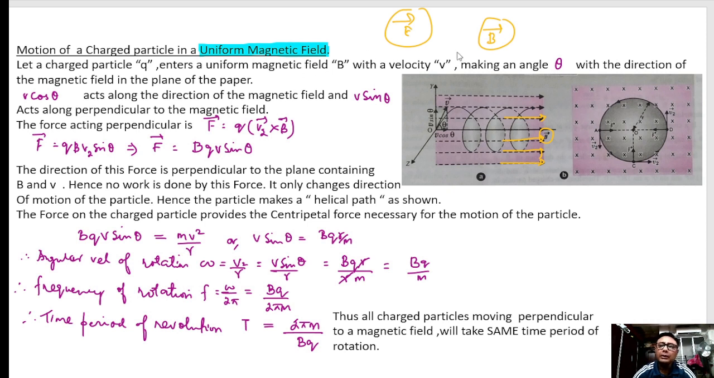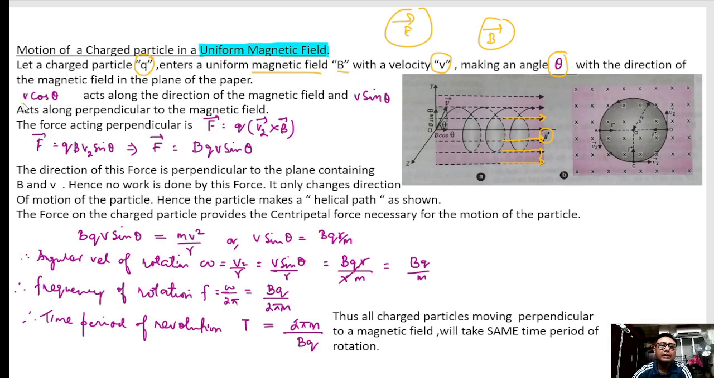So let the same charge enter the magnetic field with the same velocity, making an angle theta with the direction of the magnetic field. So this is how the particle is entering, making an angle theta. It is moving with a velocity v, making an angle theta with the direction of B. So it will have two components. One is v cos theta, the horizontal component, and v sin theta, the vertical component. Okay. So let's now see here.